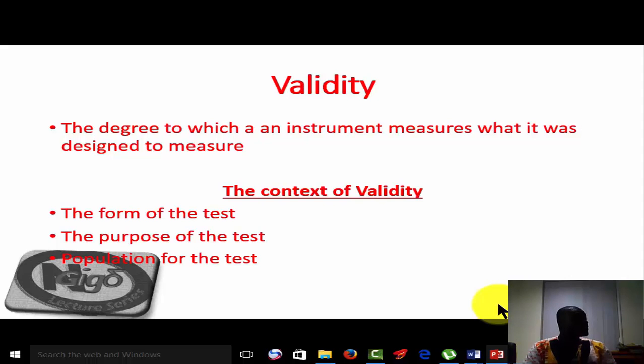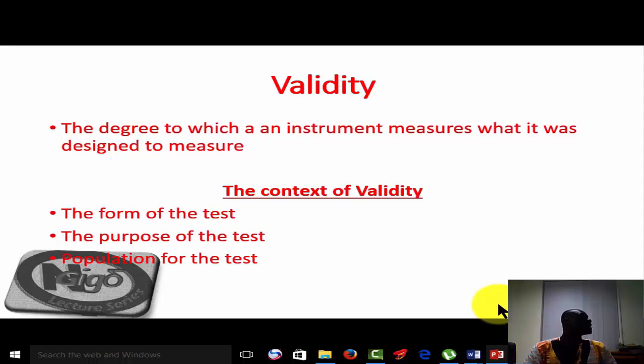The first one is what? The form of the test itself, the purpose of the test, and then the population the test is actually targeting. So all this should come to mind before you put up your questionnaires. And after you've put them down, you should think through these things, okay? And then make sure that you put them inside.